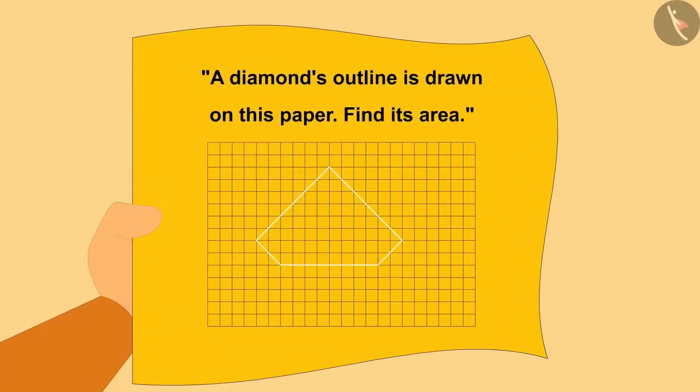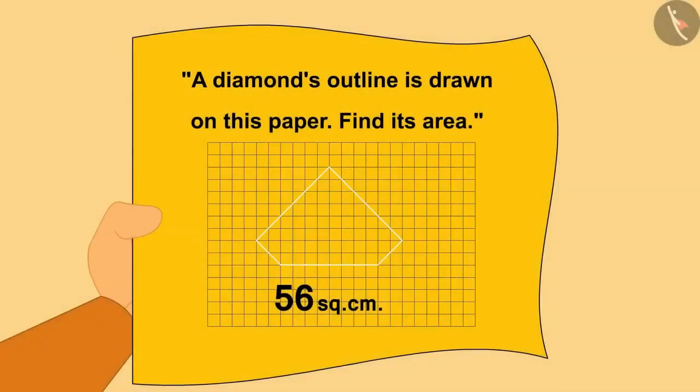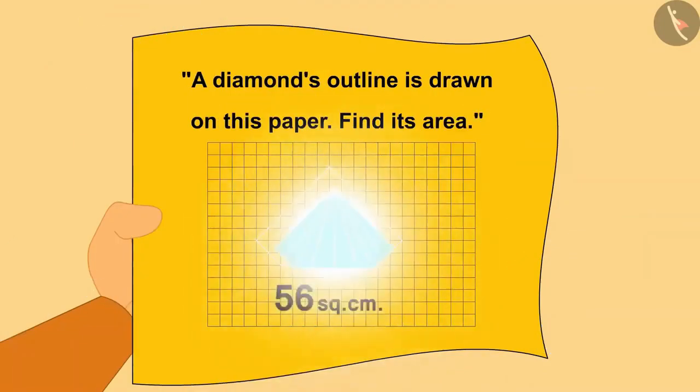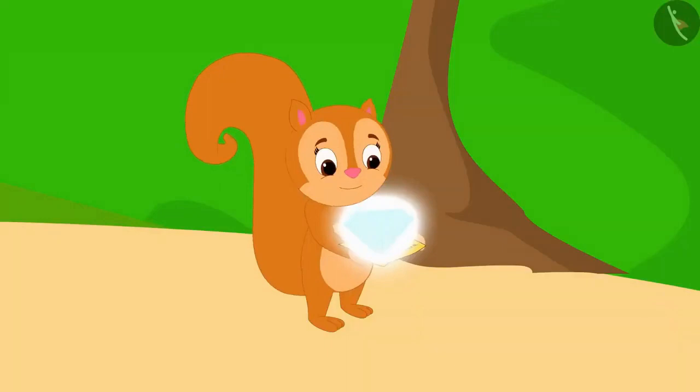Chanda immediately wrote the area of the diamond as 56 square centimeters on that paper. As soon as Chanda wrote the area of the diamond on that paper, a diamond of 56 square centimeters appeared in front of her. Chanda could not believe her eyes.